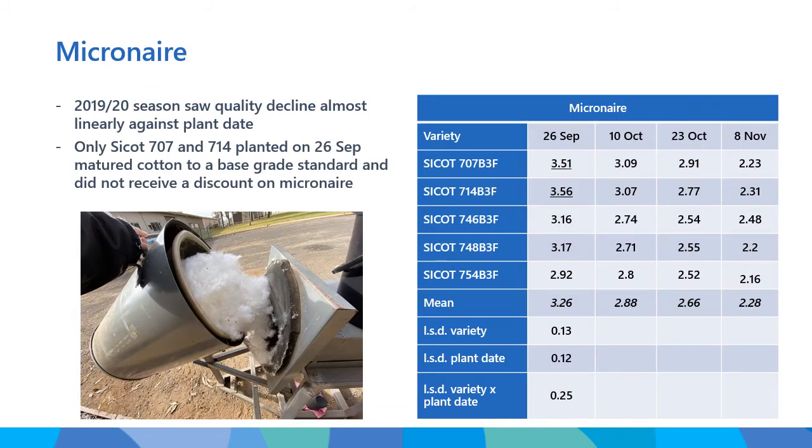So having a look at the micronaire, this last season was the year for seeing pretty bad discounts on micronaire. 707 and 714 were the only varieties that were not downgraded on mic when planted in the 26th of September. And so these two guys here, being determinate in nature, really were the best this season in terms of maturing and cutting themselves out and having enough time to finish and pick quality cotton. All other treatments and varieties received a discount this last season.